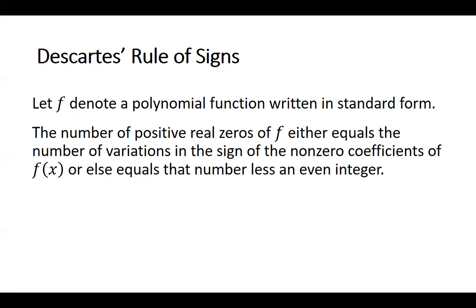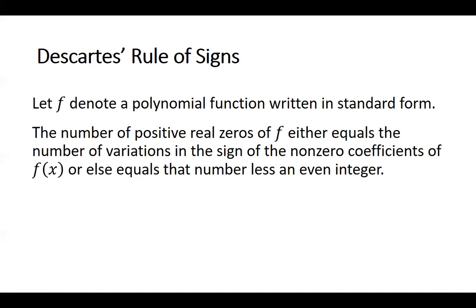So if we have a polynomial function written in descending order, then all we have to do is look at the coefficients, ignoring any zero coefficients, and look at the change in sign. We count the number of changes of sign in those coefficients, and that will give us the number of positive real zeros, or subtract 2, and that gives us the number of positive real zeros, or subtract 2.